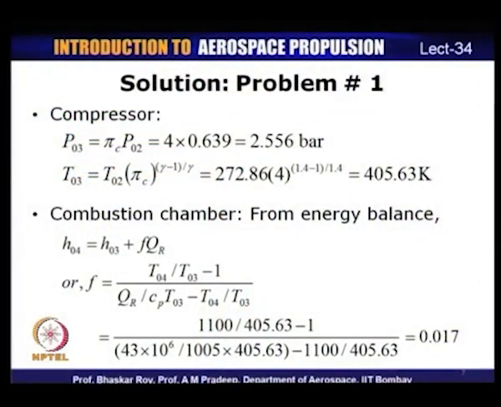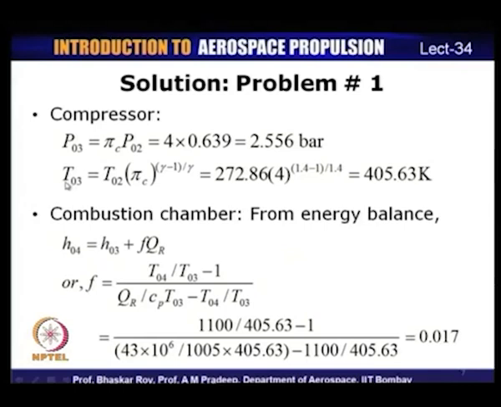So, let us take up the next component, which is the compressor. The compressor exit stagnation pressure is equal to the compressor pressure ratio multiplied by inlet stagnation pressure. So, the compressor pressure ratio is given as 4. This multiplied by the compressor inlet stagnation pressure, which we have just now calculated, which is 0.639 bar. So, this is equal to 2.556 bar.